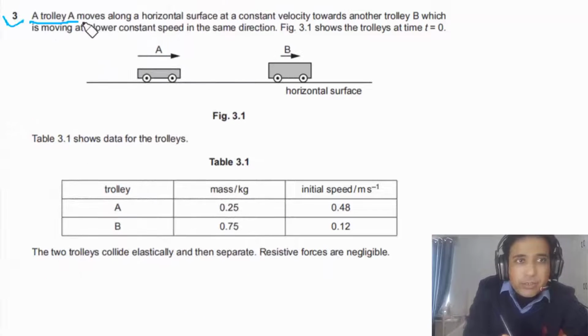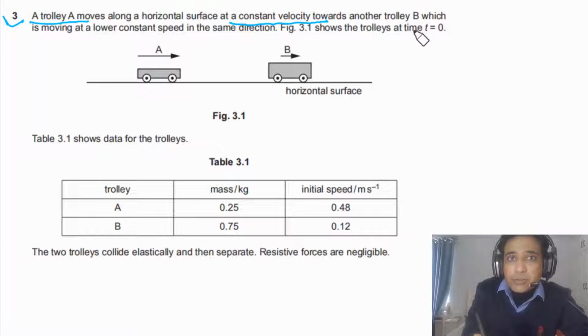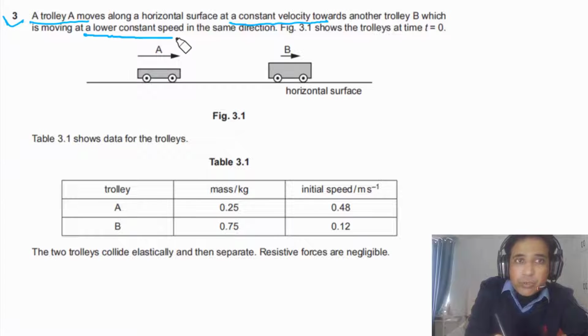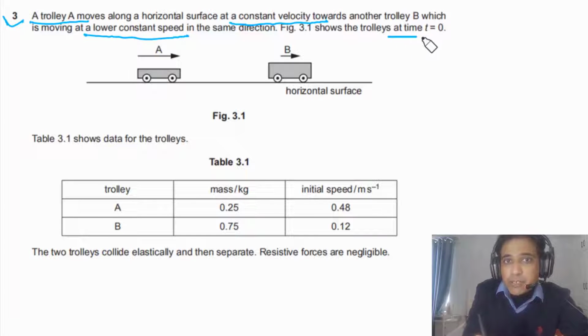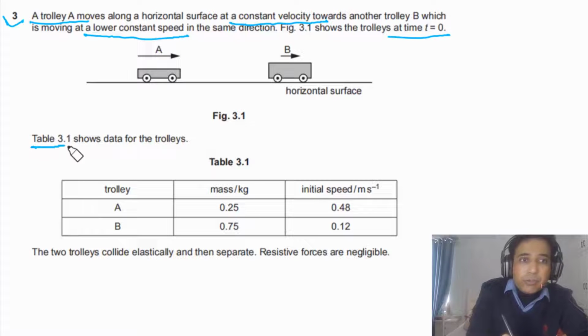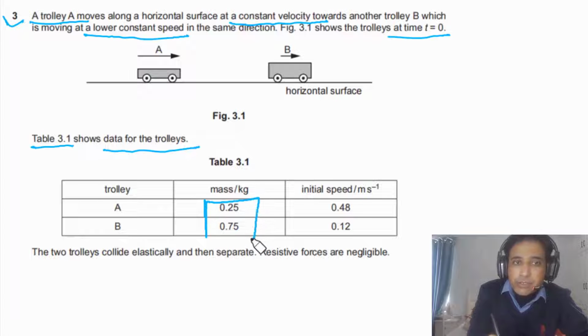Question 3 says, a trolley A moves along a horizontal surface at a constant velocity towards another trolley B, which is moving at a lower constant speed in the same direction. Figure 3.1 shows the trolleys at time t equal to 0. Table 3.1 shows data for the trolleys, meaning the mass of the trolleys is given to us and the initial speed of the trolleys is also given to us.